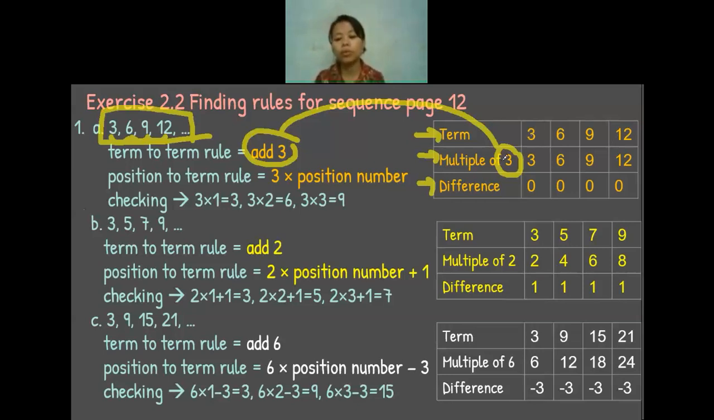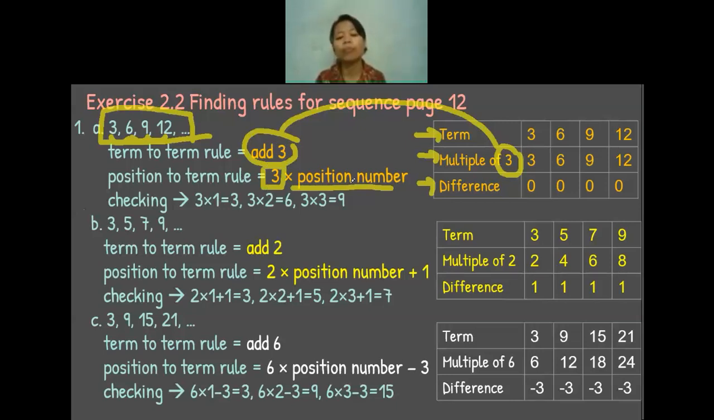And then for the multiples of 3, we try 3 times 1 equals 3, 3 times 2 is 6, 3 times 3 is 9, 3 times 4 is 12. Then we have to find the difference. 3 minus 3 is 0, 6 minus 6 is 0, 9 minus 9 is 0, 12 minus 12 is 0. So later, for the position to term rule, the position number we always multiply with the term to term rule given. The term to term rule is add 3.